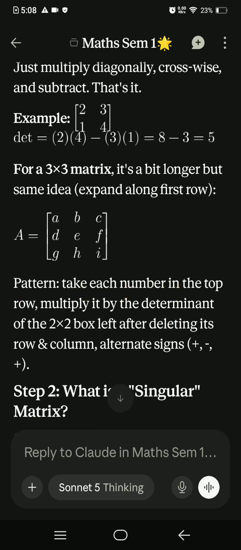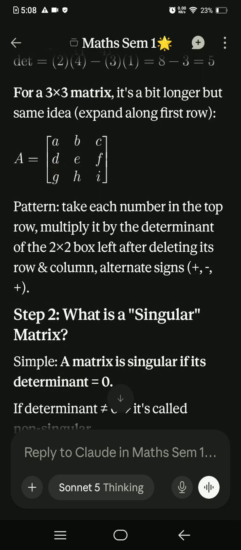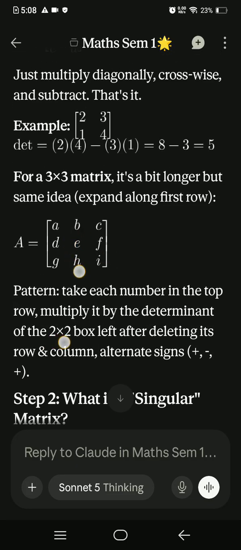For example, A. Multiply it by the determinant of the 2 by 2 box after deleting its row and column, with the alternate sign. So if we are doing it for A, then we forget about this part and we multiply A with this determinant of this 2 by 2 matrix.